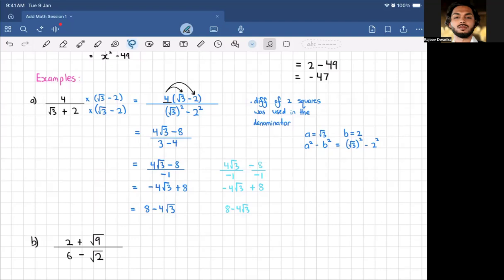All right. So 2 by 6 is 12. 2 by root 2 is 2 root 2. Right. 6 by root 9. Right.